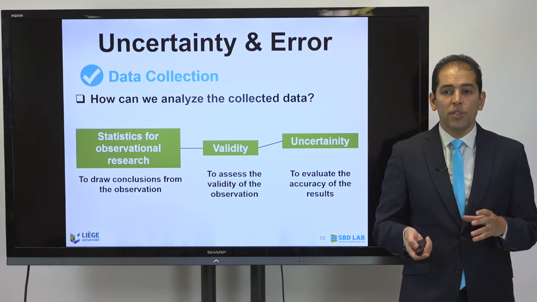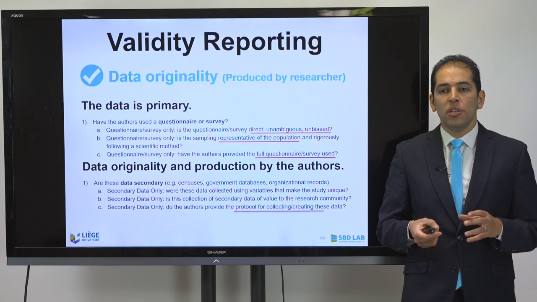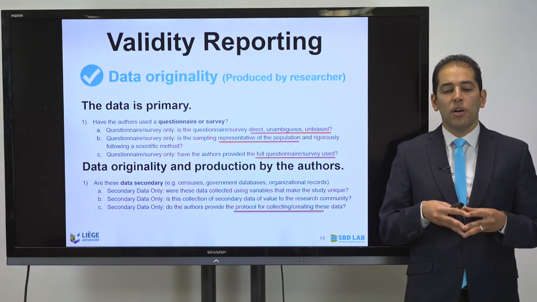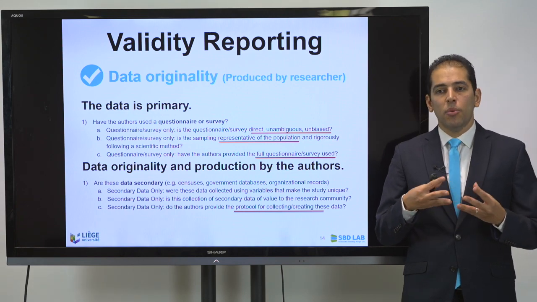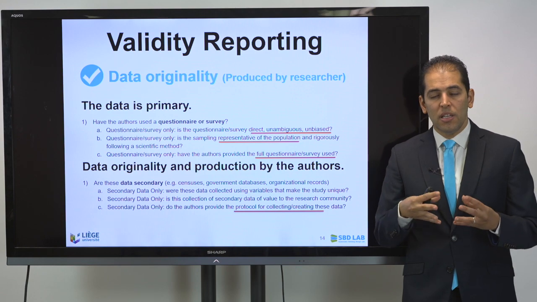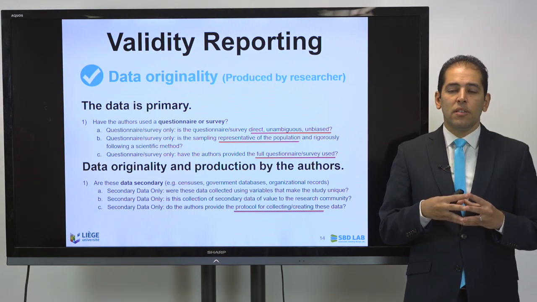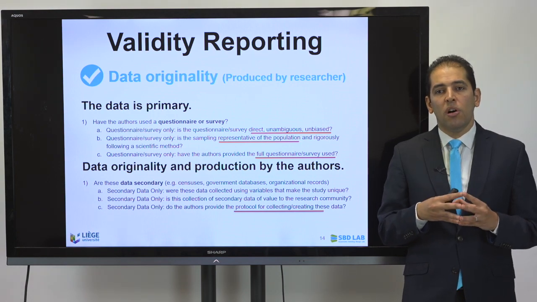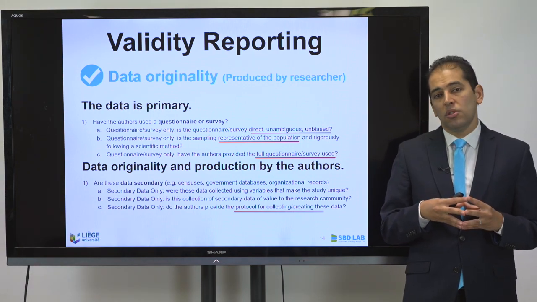Now, what can we do in this sense? We can conduct our validity activities as part of reporting. So we can report on the validity, for example, of the data. We can report on the validity of the test that we conducted. And here I have some advice for you: you can use this checklist when you are validating your data.